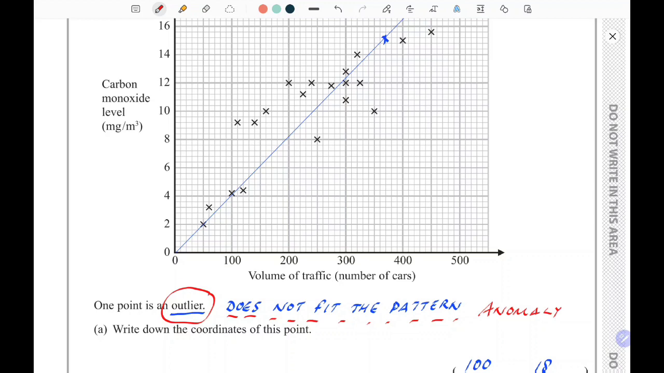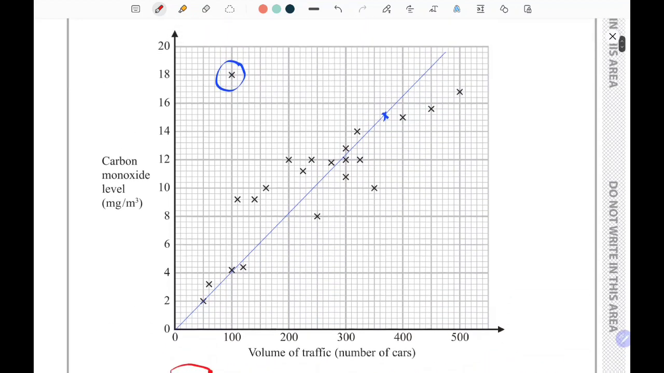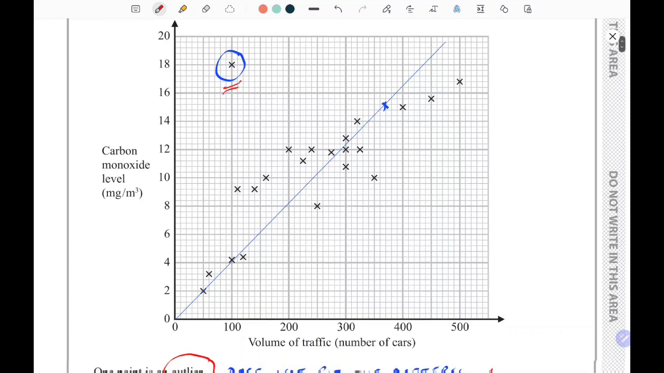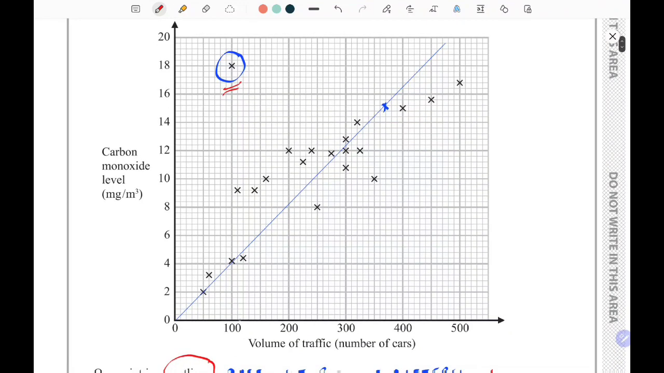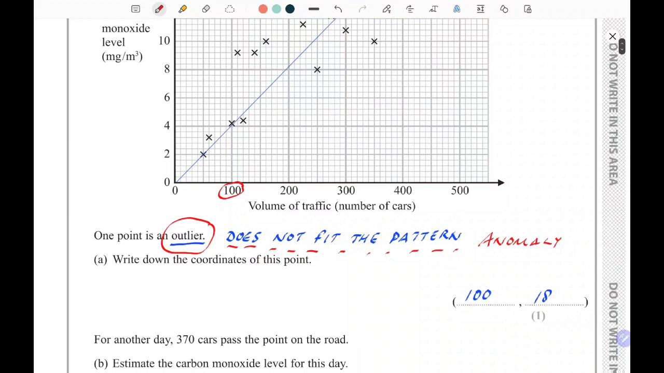Okay, and in this one, just looking at the graph again, we can see it's that one there. It's completely outside of the normal pattern and doesn't fit with the rest of the data at all. So that one is the outlier. We can see it's at 100 in terms of volume of traffic, number of cars, and 18 in terms of the carbon monoxide level, milligrams per cubic meter. So all you need to put in is 100, 18.